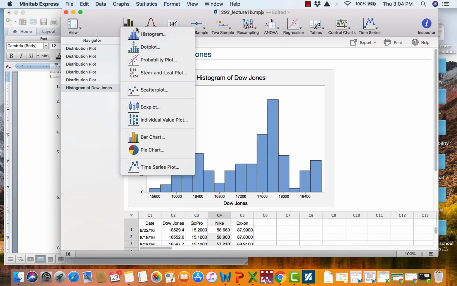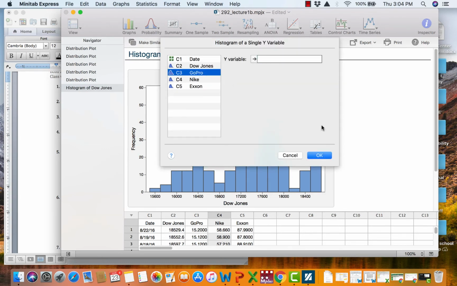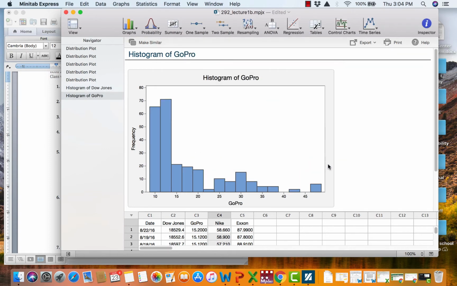All right, let's do the same thing for GoPro. And this one is obvious, all right? So what kind of distribution do you see here? We definitely see a tail on the right. So GoPro would be skewed right, okay?